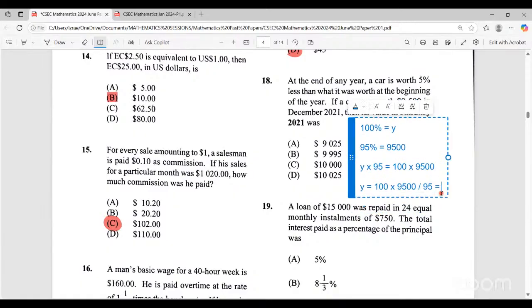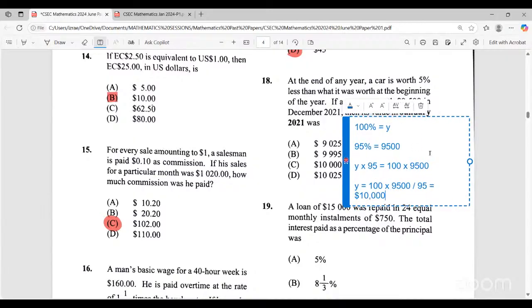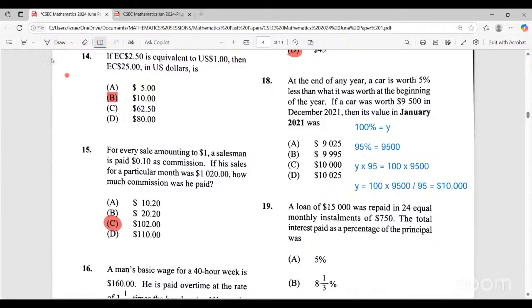And keeping it simple, cross out the 95, so you get 100 by 100, which is what? $10,000. All right, cool. Right. So 10,000 will be what? See?